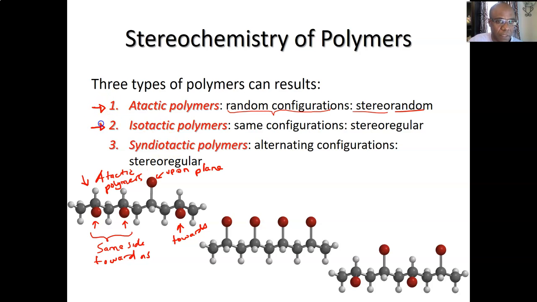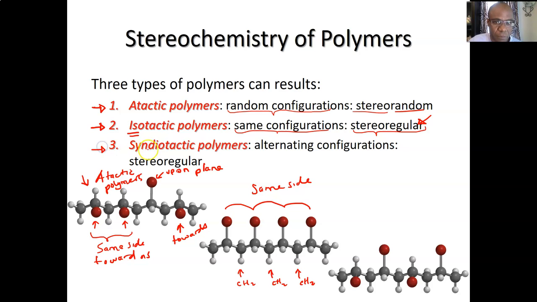The second one is isotactic. Iso means similar or same. So you can see all these groups on the same side, after every methylene, after every CH2. So this is a regular repeated pattern. We have the same configurations, and we call it stereo regular because there's a regular repeated pattern. The next one is syndiotactic polymer. This one has alternating configuration.